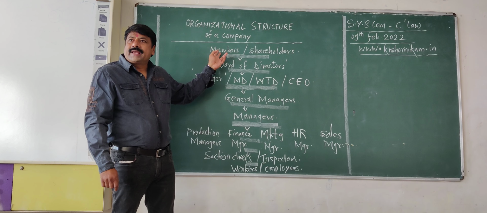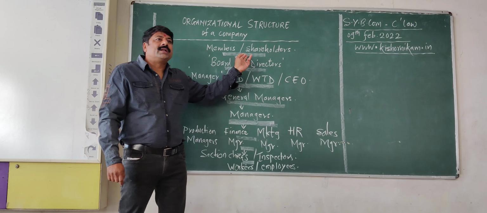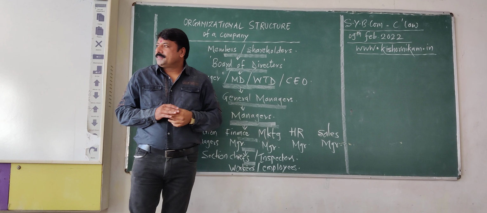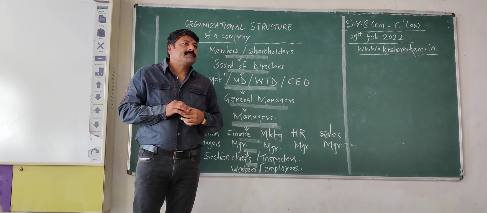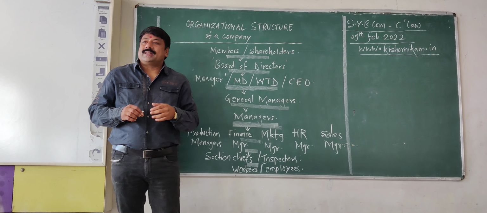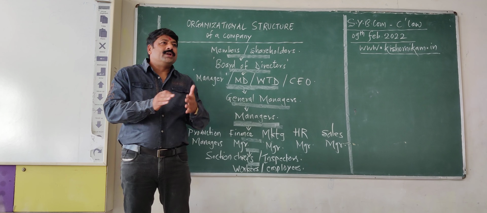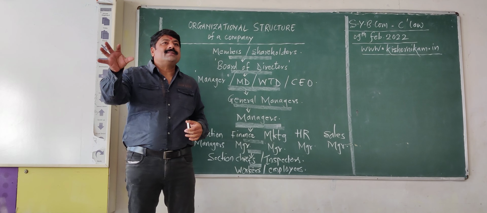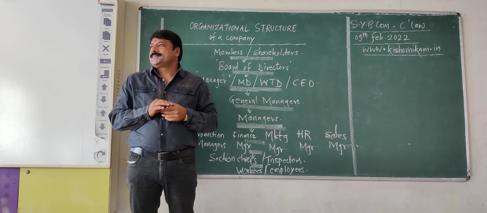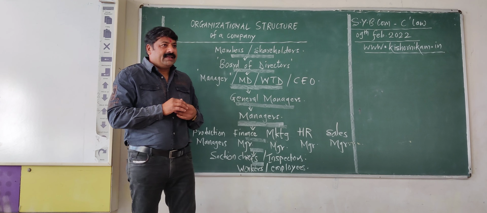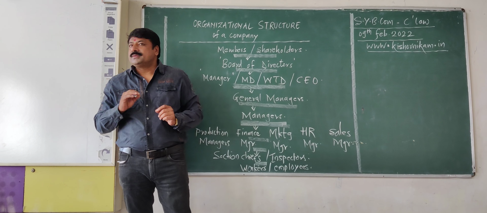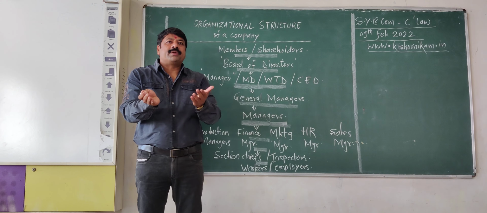At the top, you can see members or shareholders. Shareholders are the real owners of the company, especially equity shareholders. The second type of shareholders are preference shareholders. They are also part owners, no doubt. But preference shareholders are interested in a preferential amount of dividend on a timely basis. But if there is a loss to the company, equity shareholders do not ask for dividends from the company. So this is the difference between equity and preference.